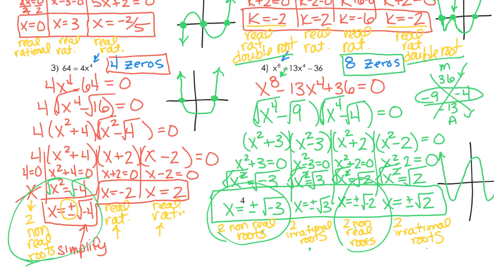So here will be negative square root of 3. This here would be negative square root of 2. Here would be positive square root of 2, and this one would be the positive square root of 3. So you can see all 4 irrational roots, but you won't see the non-real ones because they don't cross the x-axis. All right, I will see you guys on the back side of notes.